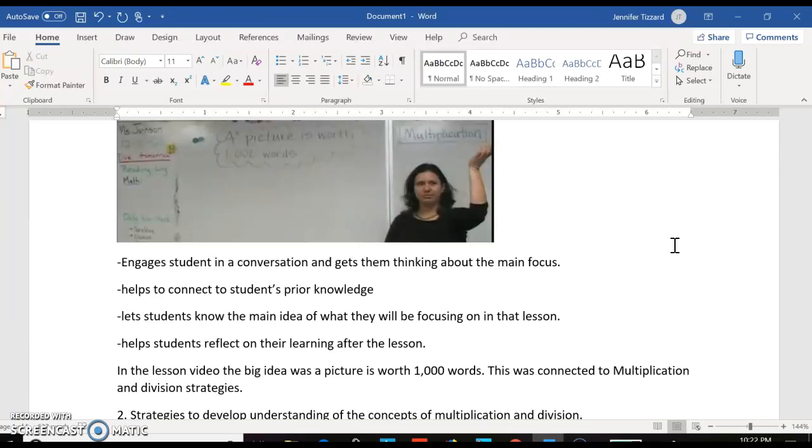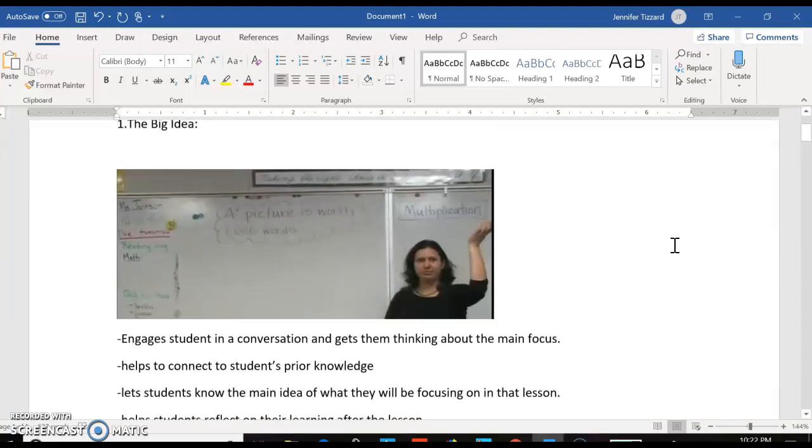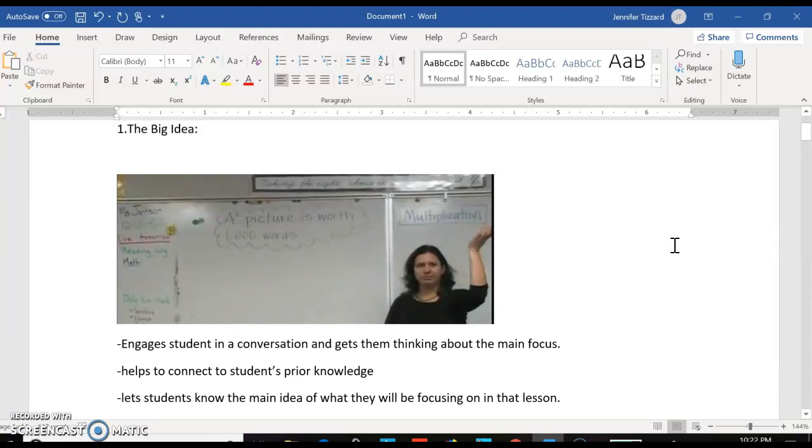In the lesson that we watched, the main idea was, a picture is worth 1,000 words. This was connected to multiplication and division strategies. Here's a picture of what she did.